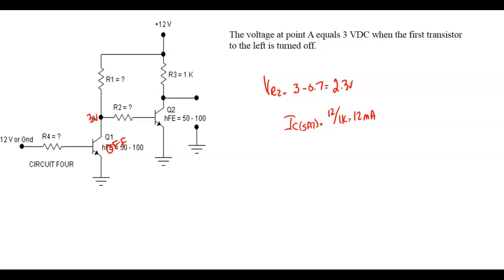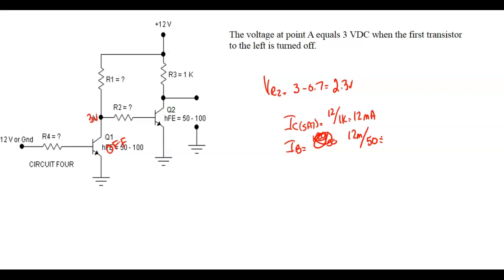So I can calculate IB now. IB would be equal to 12 milliamps divided by 50. And we'll walk it 100. So what's IB equal to? Everybody okay so far? So what's 12 milli divided by 50?